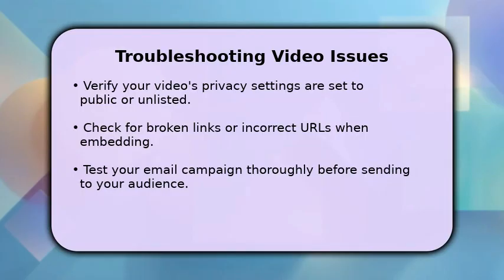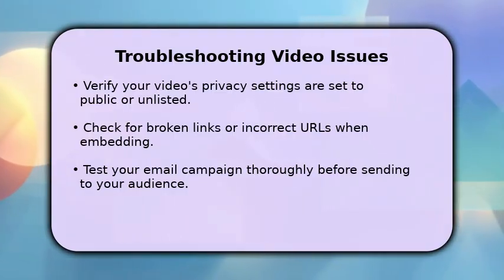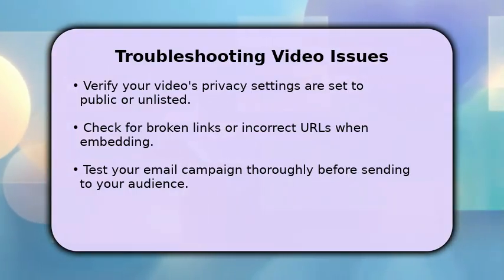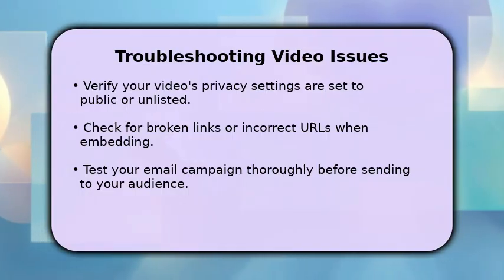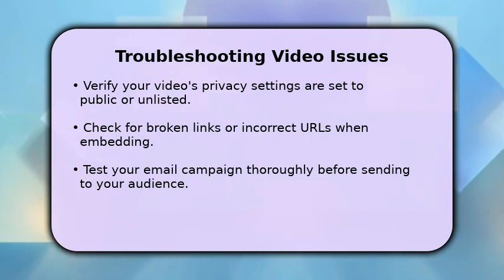Encountering issues with your video? Here are some common troubleshooting tips. First, double-check that your video's privacy settings on its hosting platform are set to public or unlisted, not private. A private video won't display in your email. Next, ensure the URL you've pasted into Mailchimp is correct and not broken. Finally, always send a test email to yourself and colleagues to confirm the video plays as expected across different email clients before sending to your entire list.